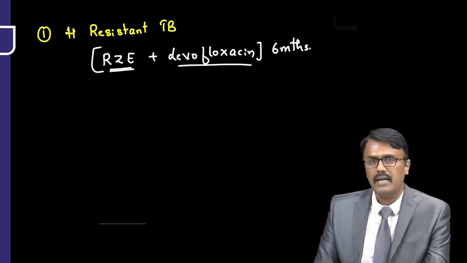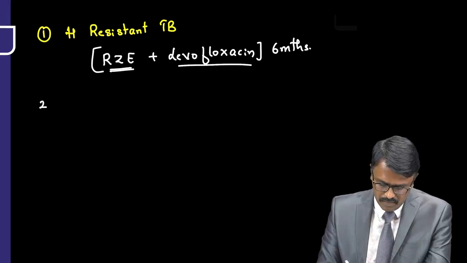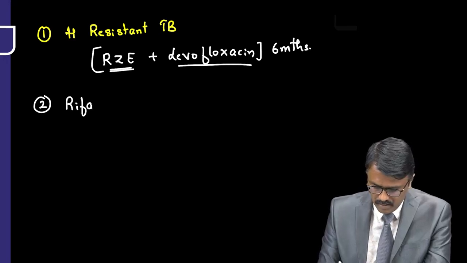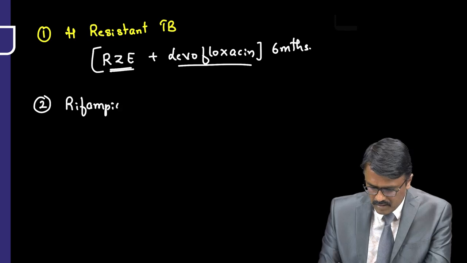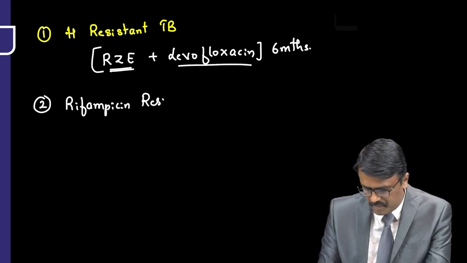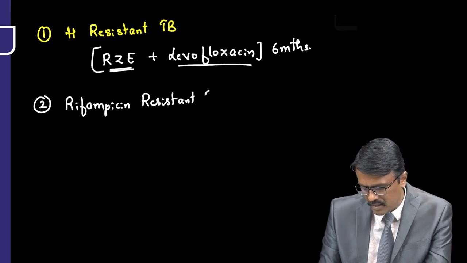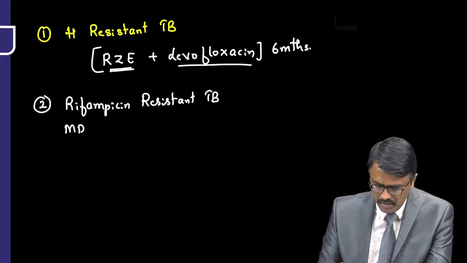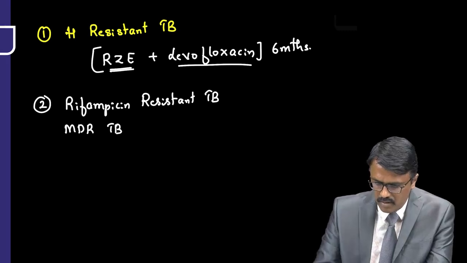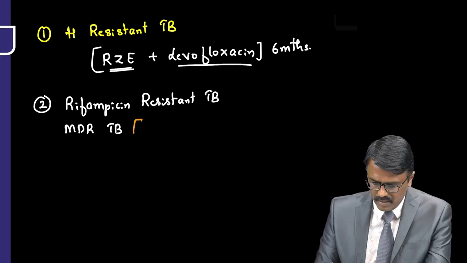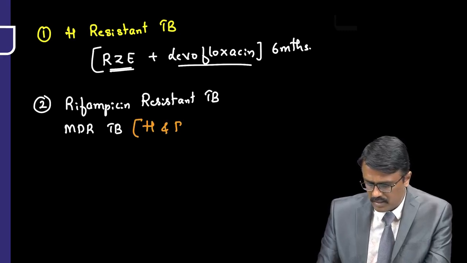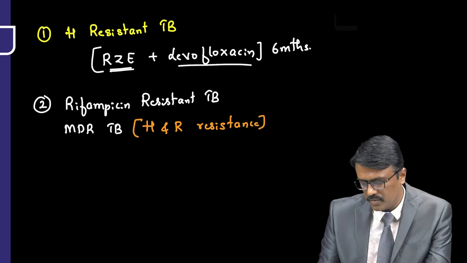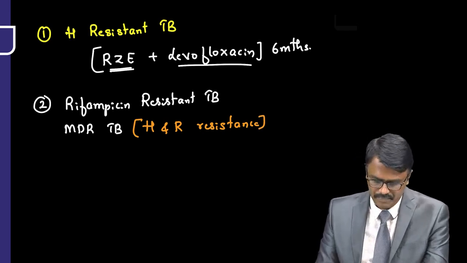Now once you know the H resistance, it is important that we know the second important thing, that is rifampicin resistant TB. In the future we'll write it as RRTB or MDR-TB. They can ask in the exam, what do you understand by MDR-TB? MDR stands for resistance to both H and R. If the TB bacilli is resistant to both H and R, it is called MDR-TB.